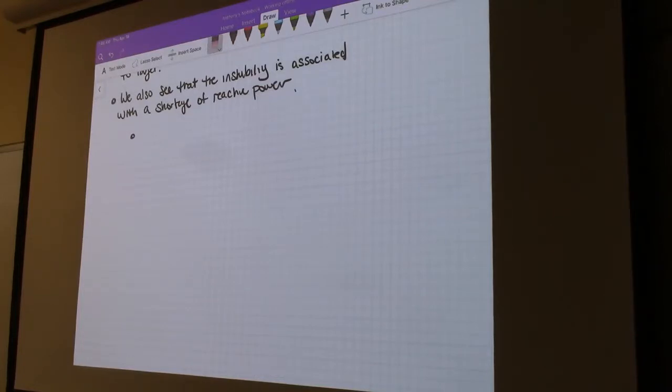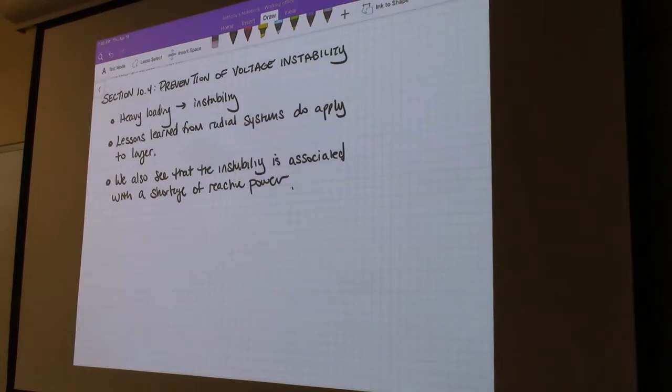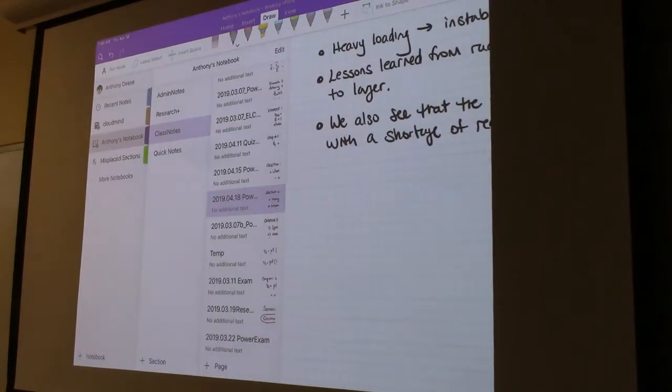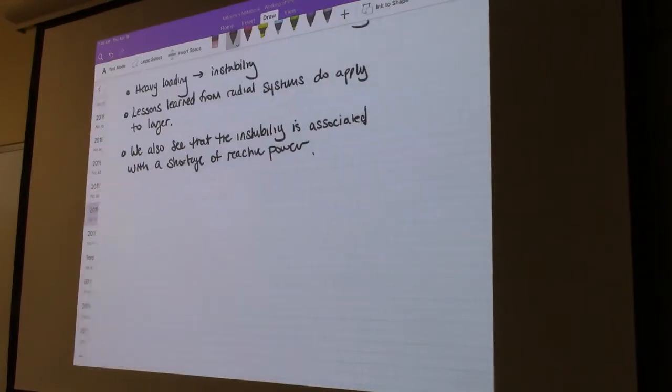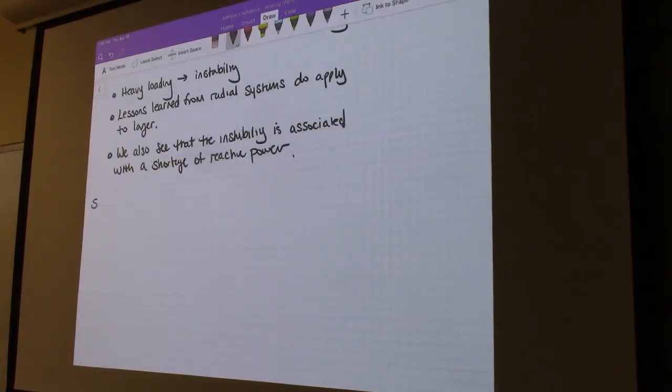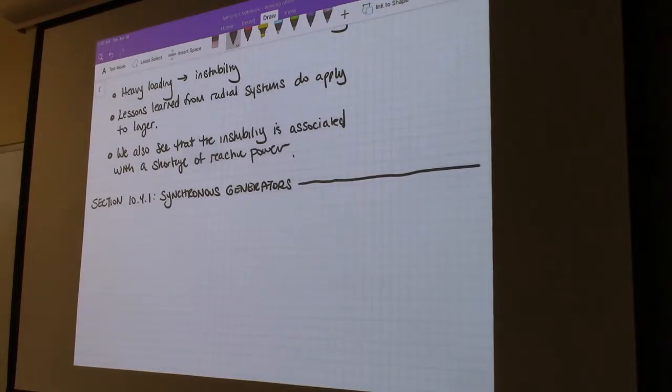Okay, so section 10.4.1, I said 2.4.1, focuses on synchronous generators. We spent a lot of time talking about synchronous generators, right? All that chapter 9 stuff was all on synchronous generators. So this is not reteaching that. This is talking about the role that it plays specifically in instability.